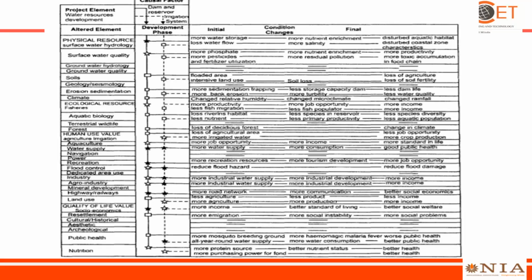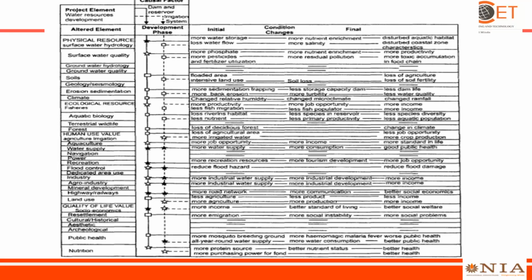On the left hand side, they have given all the different components, right? And you can see what is the initial condition, what are the changes in the condition, and what will be the final condition of the particular environment, segregated in different columns for each phase of the project, right? For each phase of the project, they are saying initially what will happen: there will be loss of some forest. Finally, what happens? There will be climate change. Initially, what happens? More job opportunities. In between, more income. Standard of living is improved at the end.